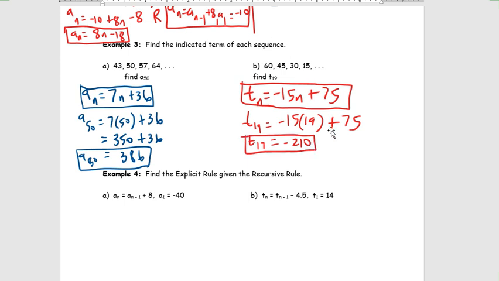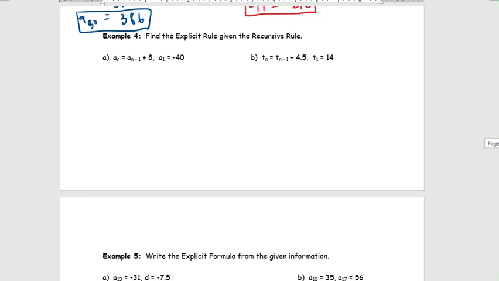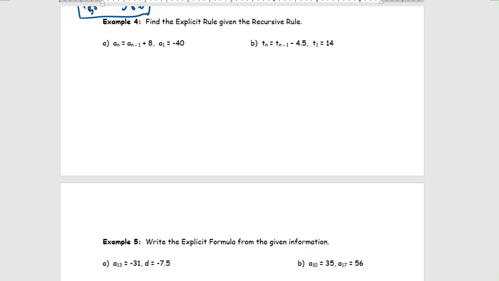All right. Next type of problem is finding an explicit rule given the recursive rule. So the recursive formula tells us where to start our sequence. So that would be negative 40. And it tells us that there's a difference of 8 between terms. So we would go up to negative 32. And then we would go up to negative 24. And then we would go up to negative 16. So there is the sequence defined by this recursive rule.